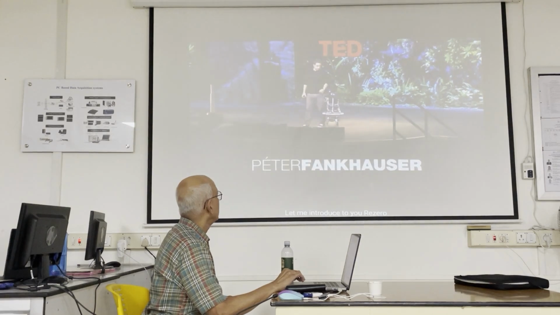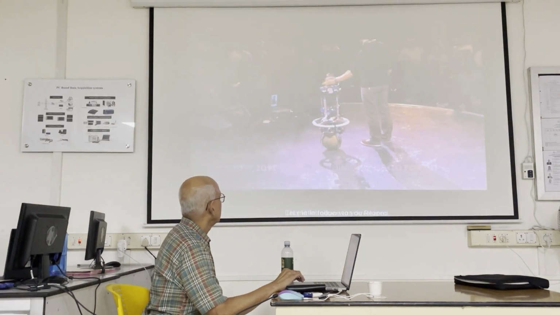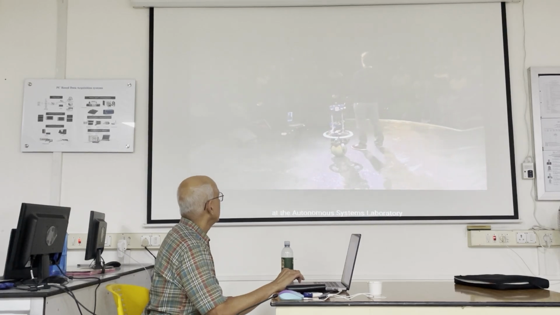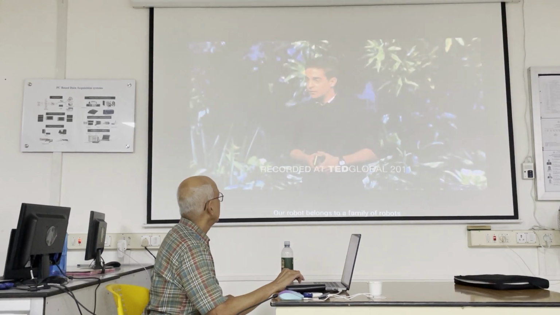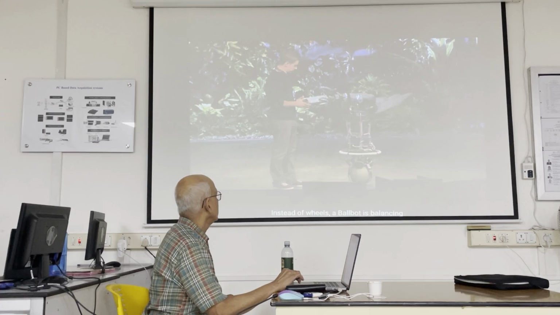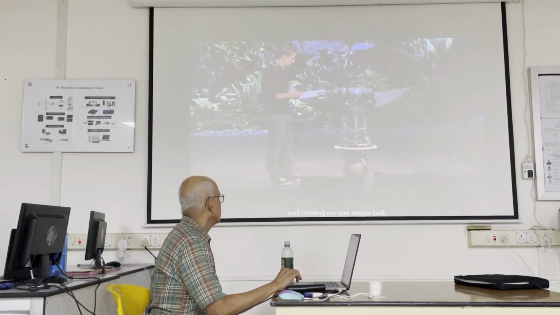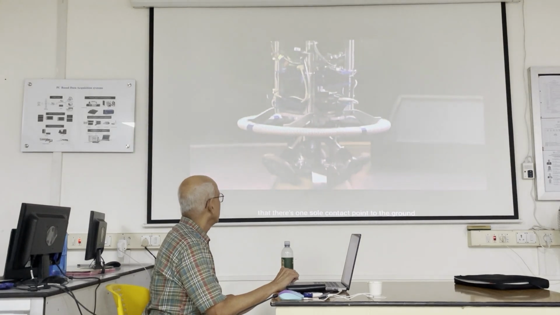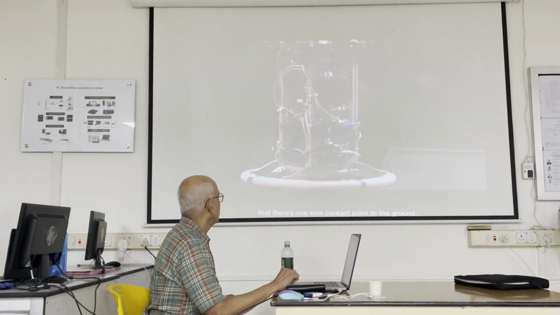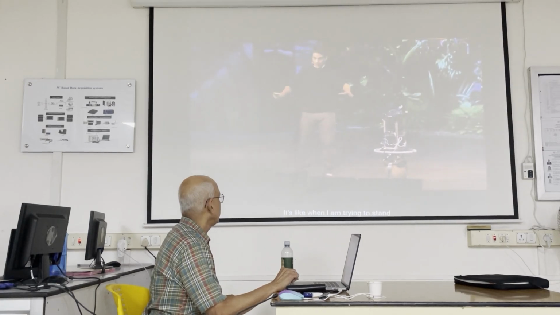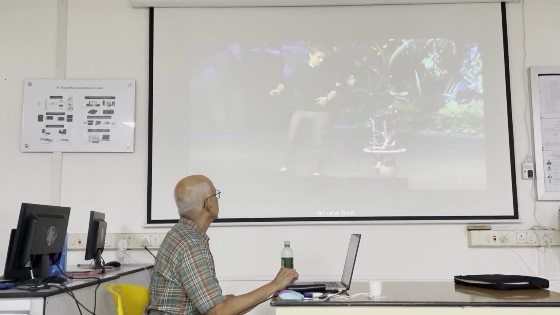Let me introduce to you ReZero. This little fella was developed by a group of 10 undergraduate students at the Autonomous Systems Laboratory at ETH Zurich. Our robot belongs to a family of robots called ballbots. Instead of wheels, a ballbot is balancing and moving on one single ball. The main characteristics of such a system is that there's one sole contact point to the ground. This means that the robot is inherently unstable. It's like when I'm trying to stand on one foot.